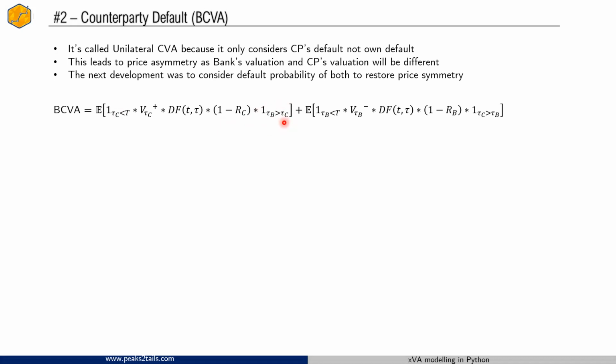But here is a new term. You as a bank have to survive till this point. The entire expression only makes sense if you survive till that point. That means you default after the counterparty's default. Your default time must be after the counterparty's default time. You must be able to survive at tau C to have that loss. If you default before the counterparty, then obviously this loss doesn't make sense. So we weight the whole expression by the probability of you surviving till tau C.